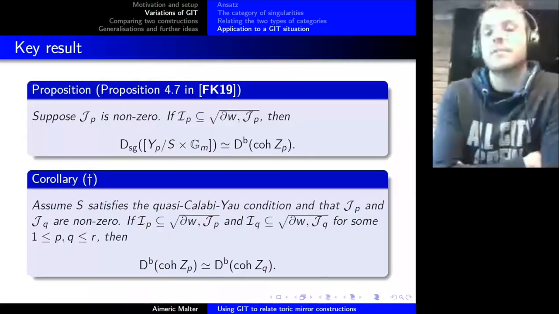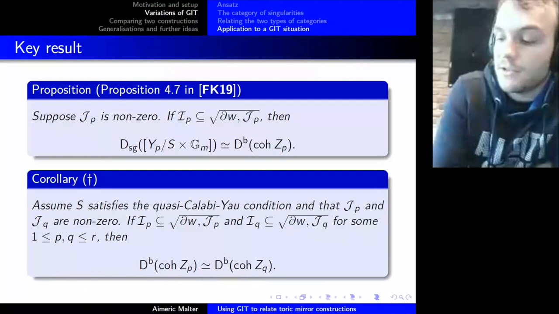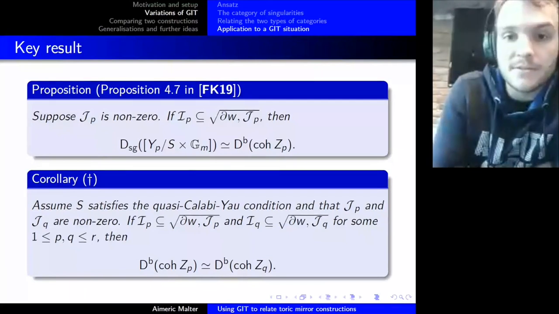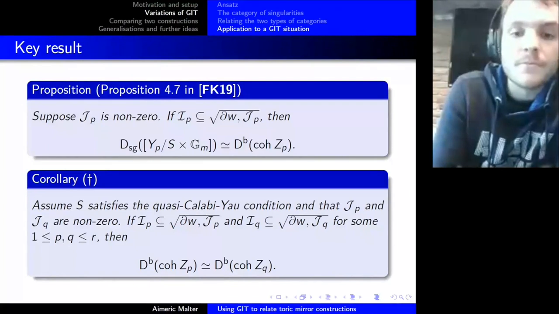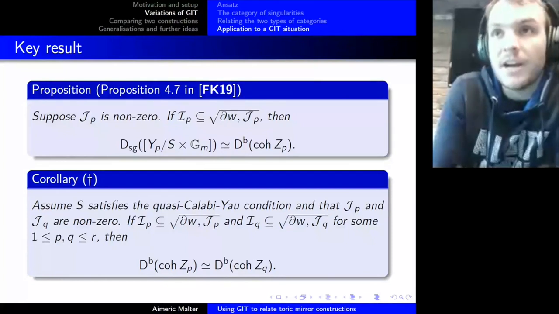There's one little catch. So the algebraic condition I talked about, that we would like to just be able to check as opposed to all the abstract stuff, is this ideal containment condition. So we need I to be contained in the radical of J and the partial W. If this containment holds, then the singular category of your chamber corresponds to the derived category of the complete intersection in that chamber.